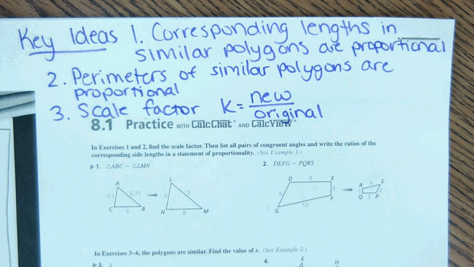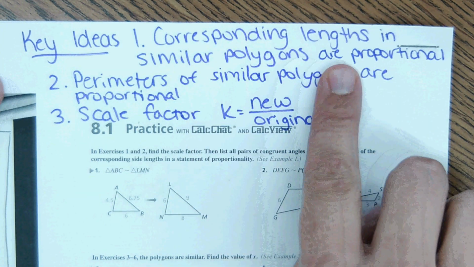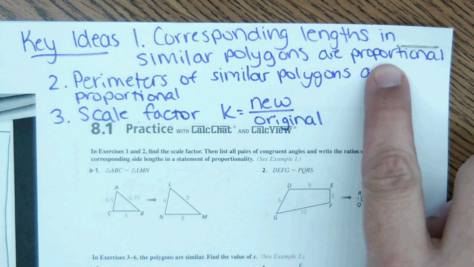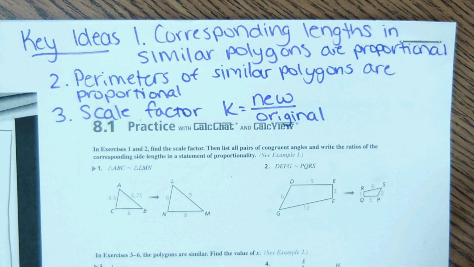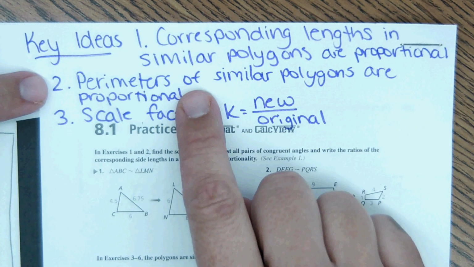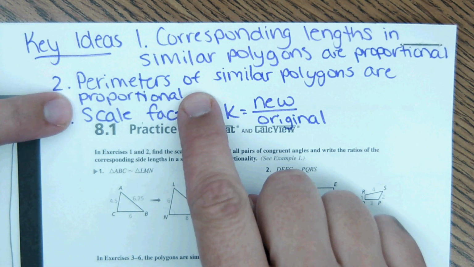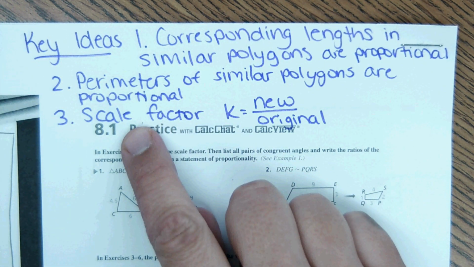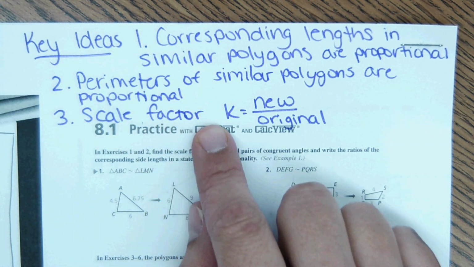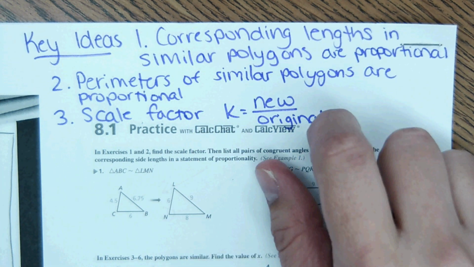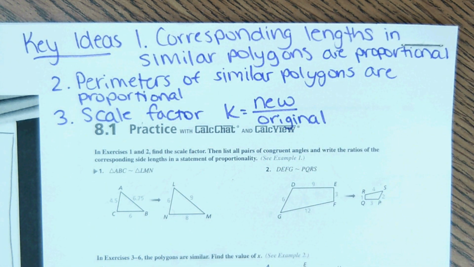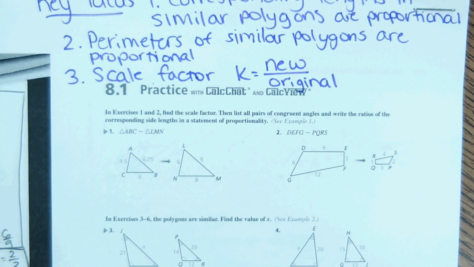As I had you write down on your paper, corresponding lengths in similar polygons are proportional, so we're going to be looking at the proportional relationship between numbers. Perimeters of similar polygons are also proportional. And then something that we're reviewing that we've seen before is scale factor. When you find scale factor, it's always the new shape over the original.